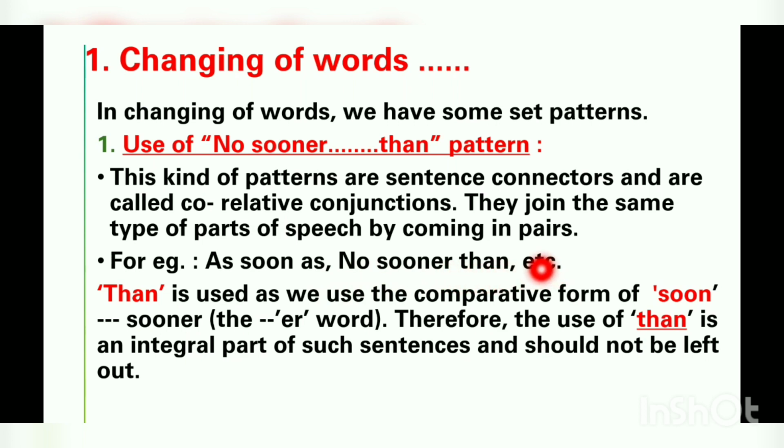These are the examples. Now, than is used as we use the comparative form of soon, that is sooner. So soon becomes sooner, the ER word. Therefore, the use of than is an integral part of such sentences and should not be left out. If we leave it out, even if we have made the sentence correct and we leave off than, then there would be no marks given.